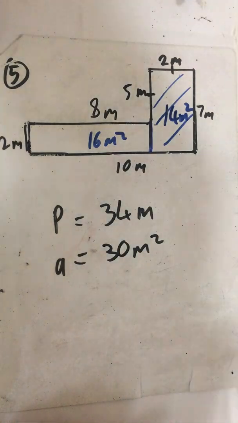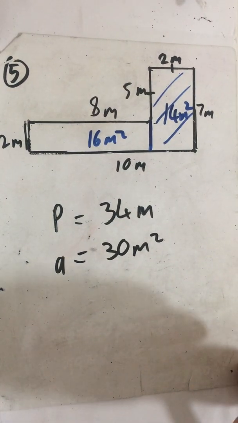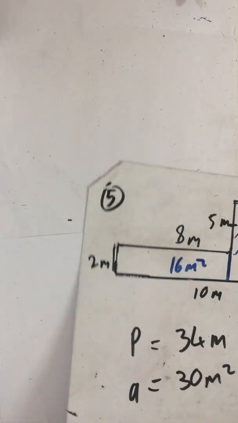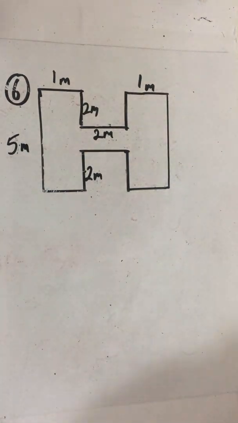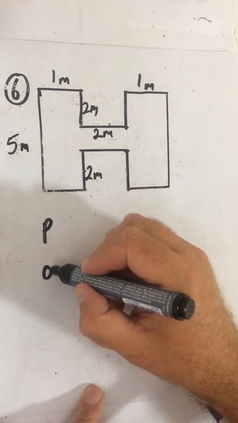Let's go with this last one. This last one's tricky. Don't worry too much if you struggle on this one, okay? Because this is just the real trickier end. Have a go at this one. If you can't do it, don't worry, okay? Pause the video, press play when you're done. So we're finding perimeter and area, okay?